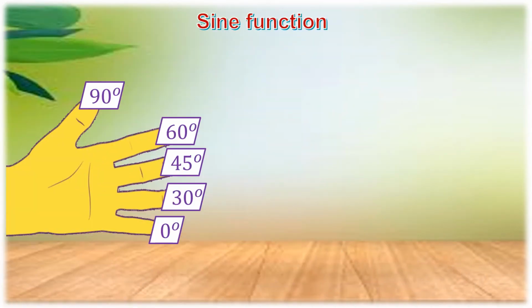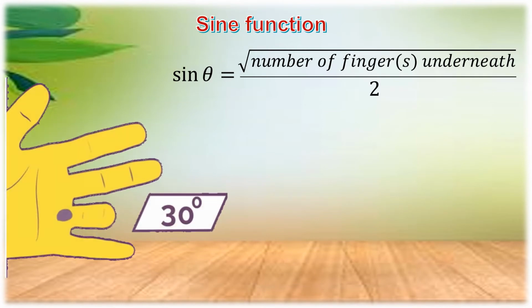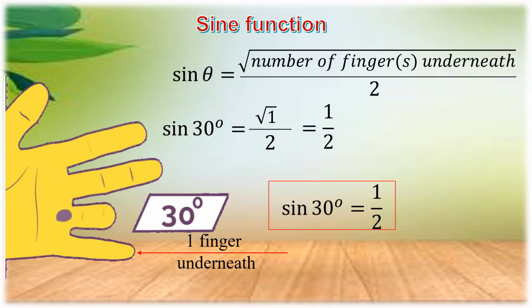Now let us have first the sine function. So to determine sine theta using the hand trick, it would be equal to the square root of the number of fingers underneath divided by 2. So supposing we have sine 30 degrees. First bend your 30 degrees finger and then count how many fingers are underneath. There is only one finger underneath. Then sine 30 degrees is equal to square root of 1 over 2. And what is the square root of 1? Correct, it is 1. So sine 30 degrees is equal to 1/2.